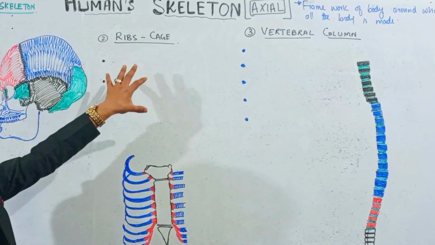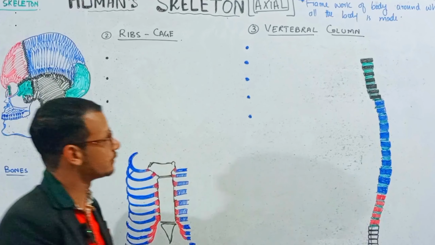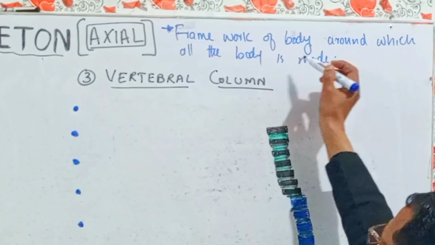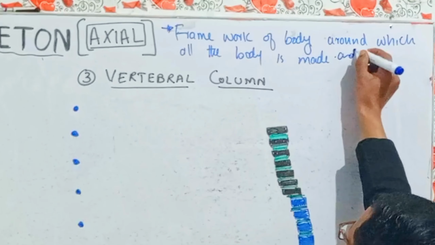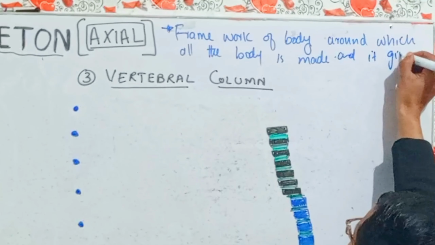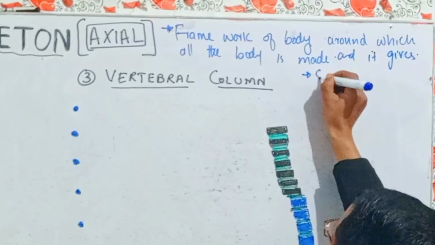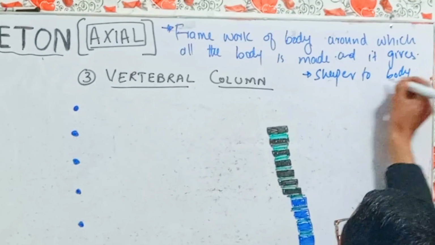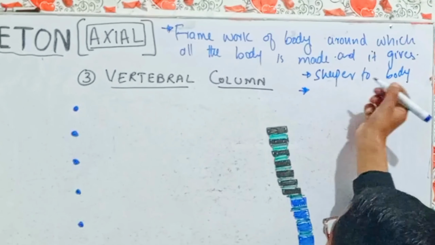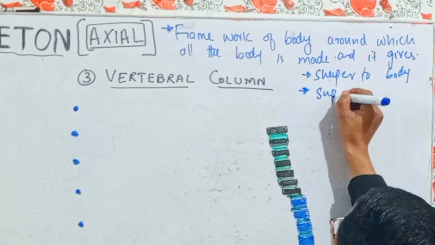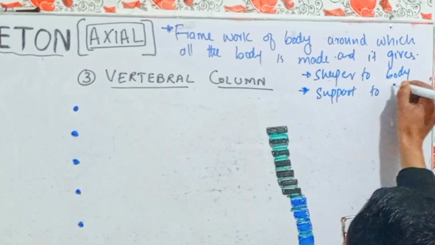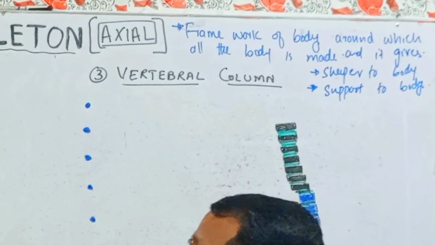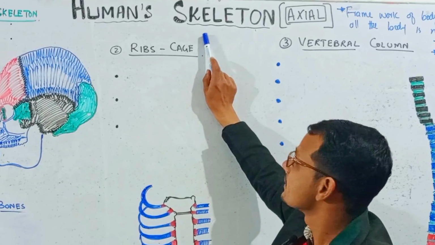Then this human skeleton gives support and proper shape to our body. So it is the framework of the body around which all the body is made, and it gives proper shape to the body, and also it gives support to the body, right?